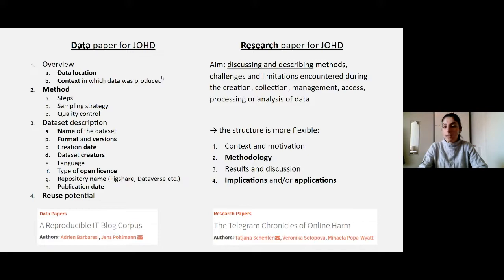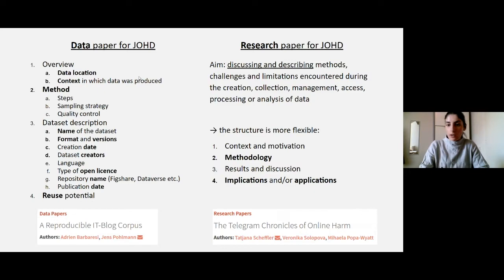Then the second section is meant to describe the method that was adopted to build the dataset, so the different steps, so basically the workflow, and if that's the case, the sampling strategy or the quality control measures that were adopted and applied to the dataset.